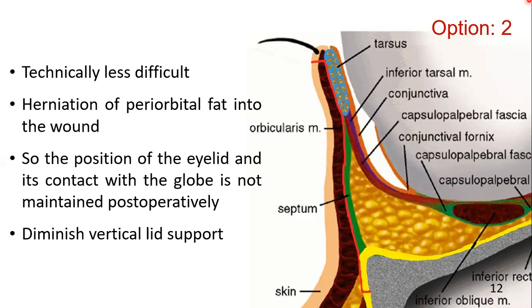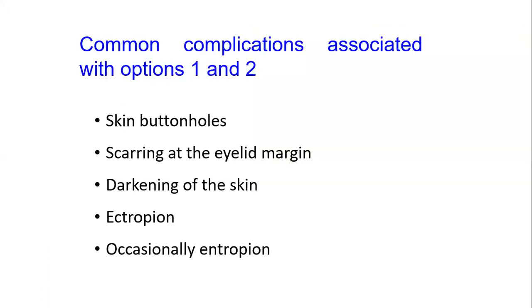The path of dissection is deep to the orbicularis oculi muscle that includes the pretarsal muscle fiber in the elevated skin flap. The preseptal fibers of the orbicularis oculi muscles are not preserved here because you will detach them. So the position of the eyelid and its contact with the globe is not maintained post-operatively, and the motor denervation can critically reduce lower lid tone and diminish vertical lid support that can lead to complications.